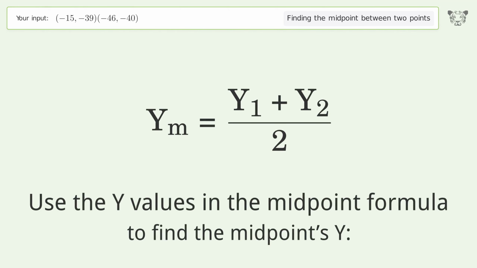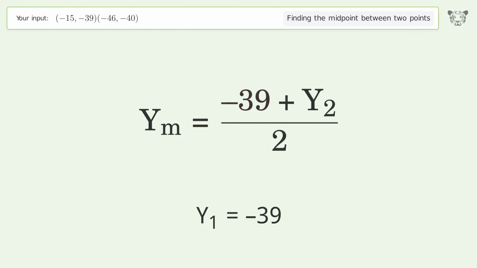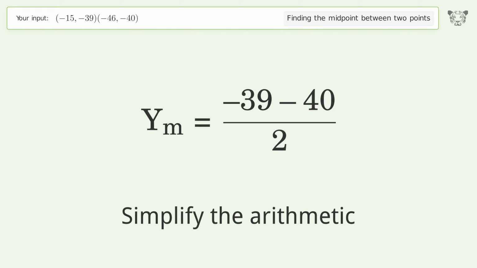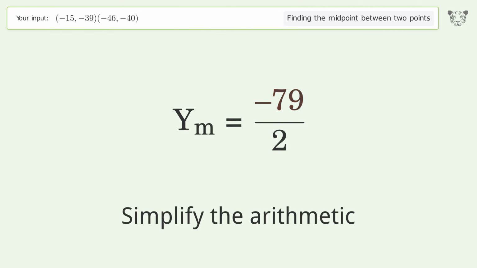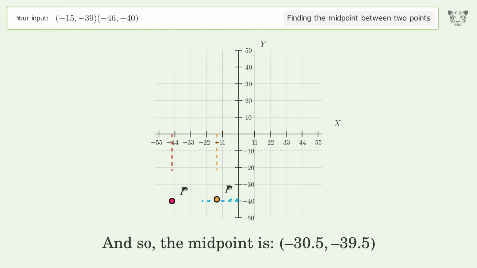Use the y values in the midpoint formula to find the midpoint's y. y1 equals -39. y2 equals -40. Simplify the arithmetic. And so, the midpoint is -30.5, -39.5.